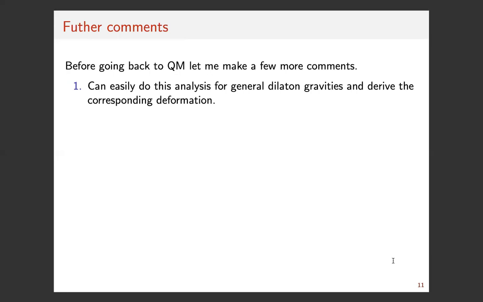Otherwise, this is going to be a bit hard, of course, but for all those particular dilaton gravities, you can derive a corresponding deformation and study that in the quantum mechanics, for example, and derive various things from it. And especially this also helps with the kind of centaur geometry that I showed way in the beginning, where you had a dS2 region inside AdS2.